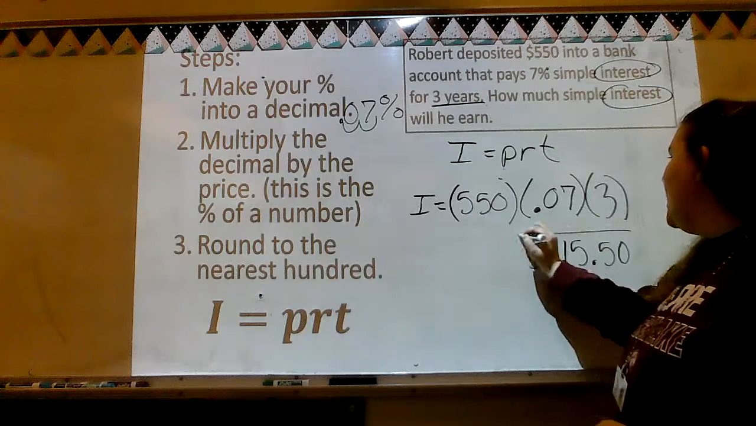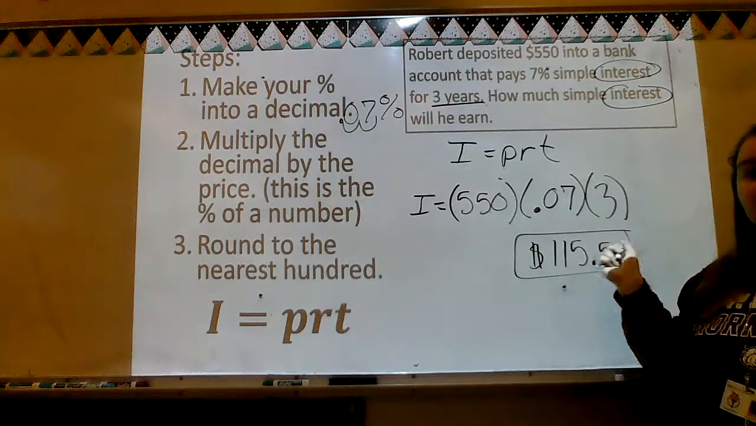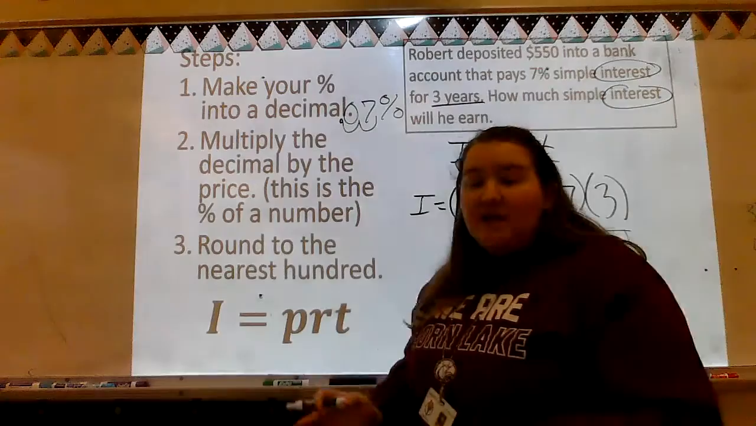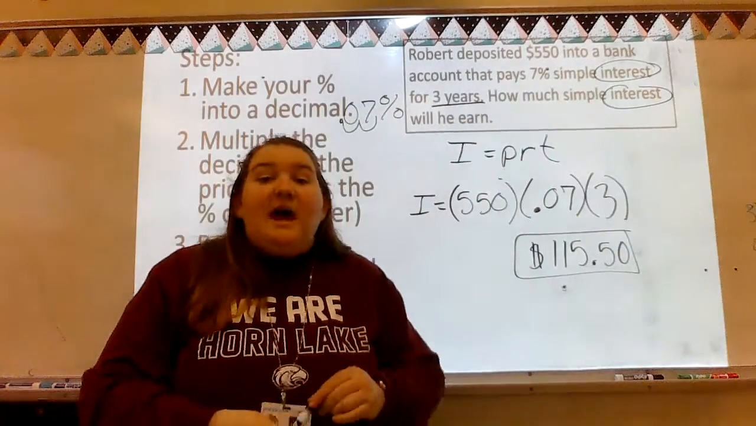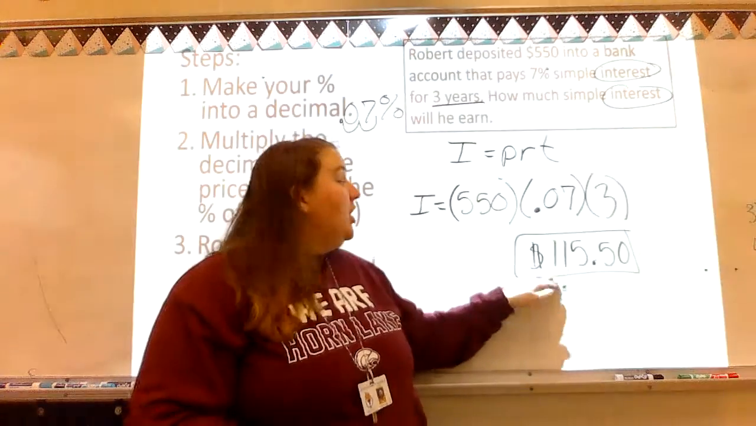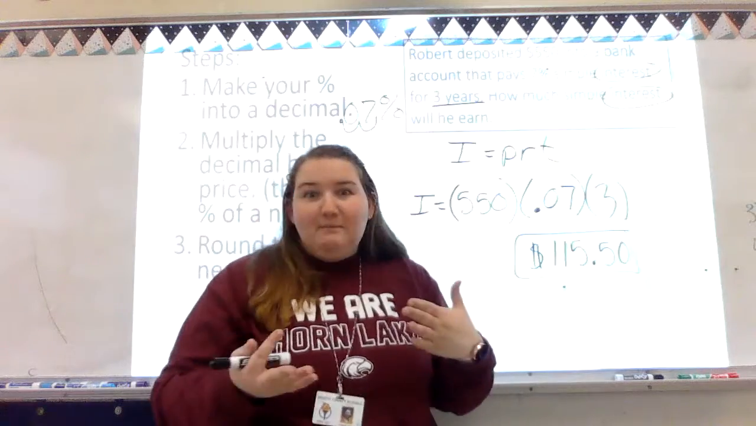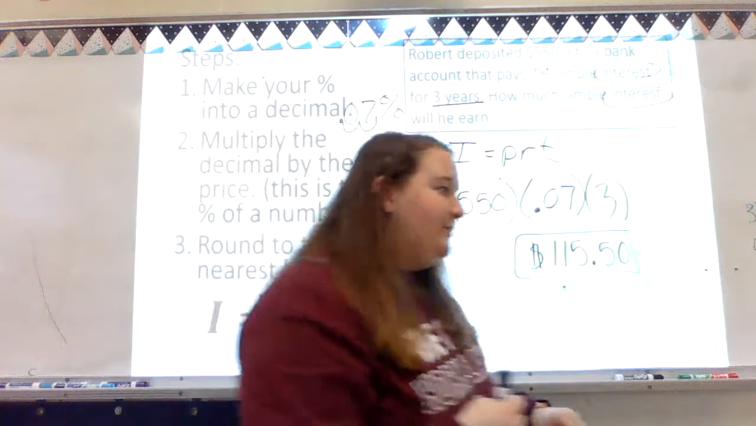$115.50. So if you put this money in with this interest rate and you leave it there for 3 years and you don't touch it and you don't change a thing, without doing anything, literally leaving your money there, you earn $115.50, okay? So you just made money back. Okay, let's do one more example.